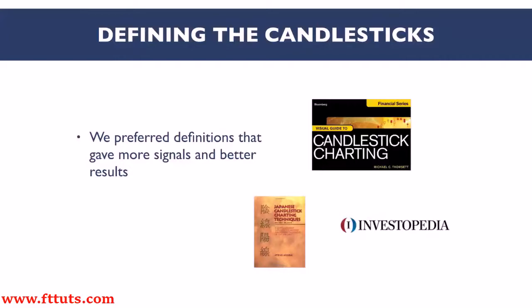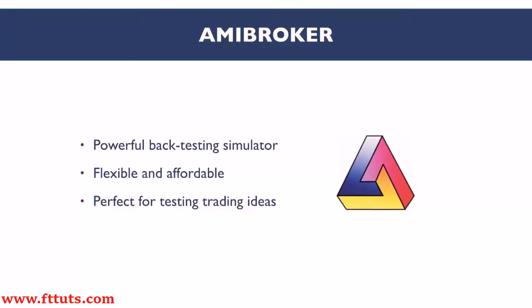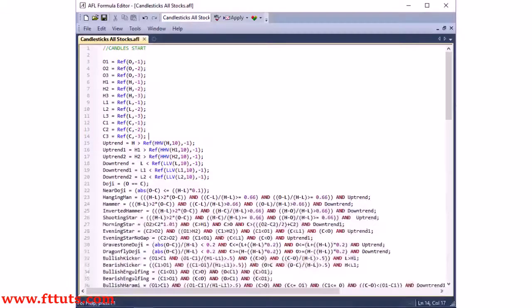As mentioned, I created precise formulas for each candlestick pattern and then I wrote them into code. The code I'm using is AmiBroker AFL, and this is because my backtesting program of choice is AmiBroker. AmiBroker is an extremely powerful, flexible and affordable simulator that allows you to test various strategies and patterns on historical data, and I've been using it for several years now. So I've coded each candlestick pattern into AmiBroker code so that we can test those patterns on historical data.